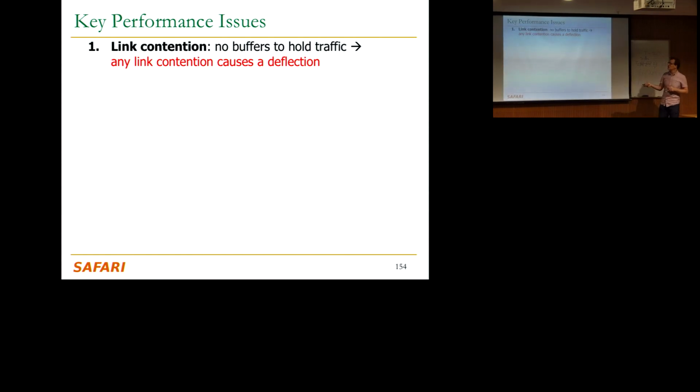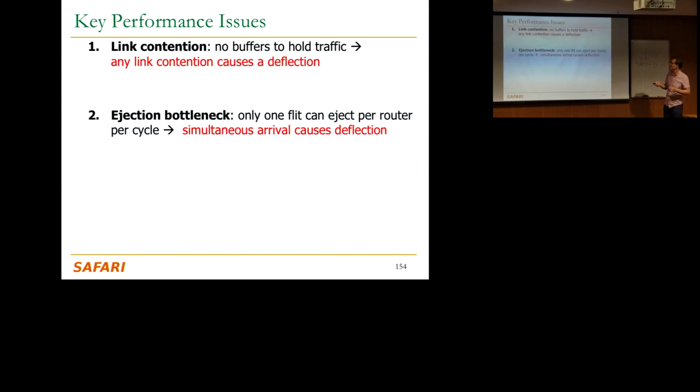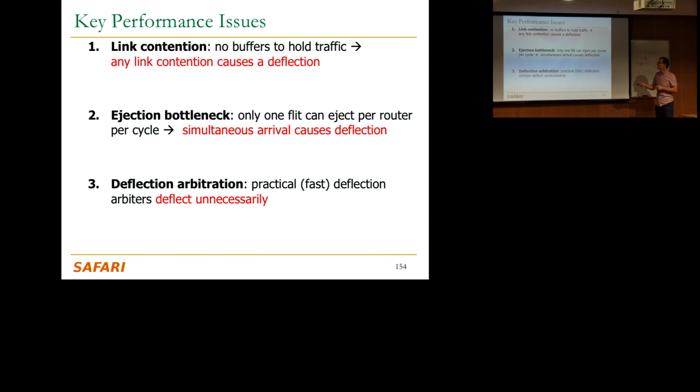So there are key performance issues. One is link contention. There are no buffers to hold traffic. Any link contention causes a deflection. Ejection bottleneck, I mentioned earlier. Only one flit can eject per router per cycle. Simultaneous arrival causes deflection. So you've done all this work to get the flit out there, and now you're going to deflect it back for some time. Not a good idea. And the last one is deflection arbitration.